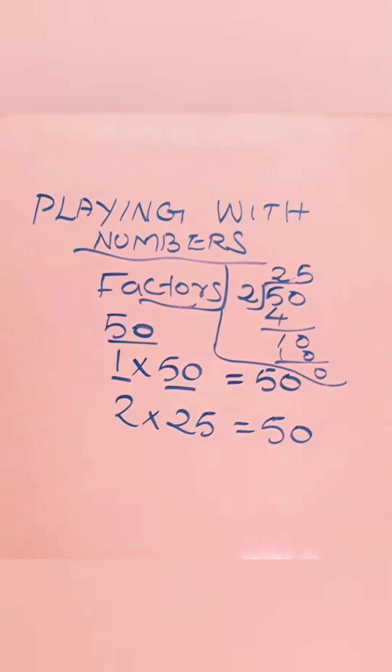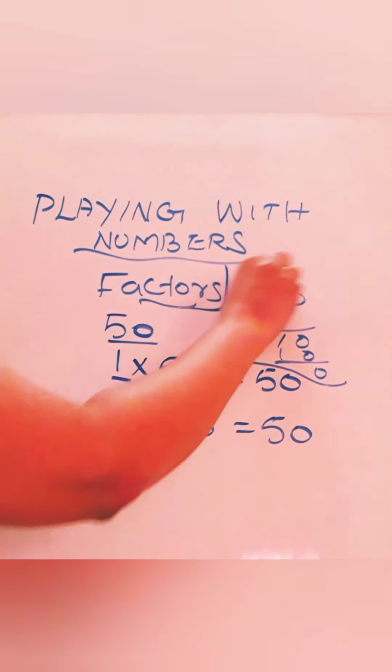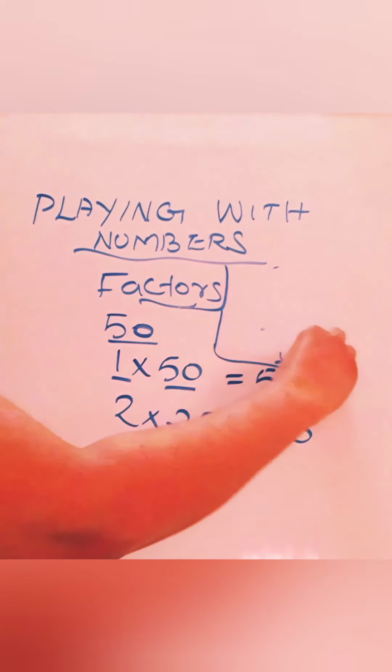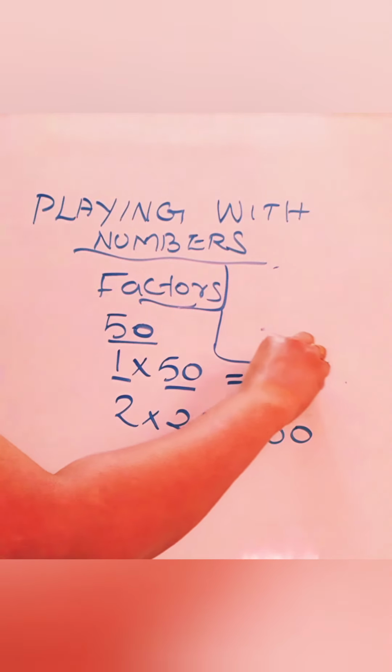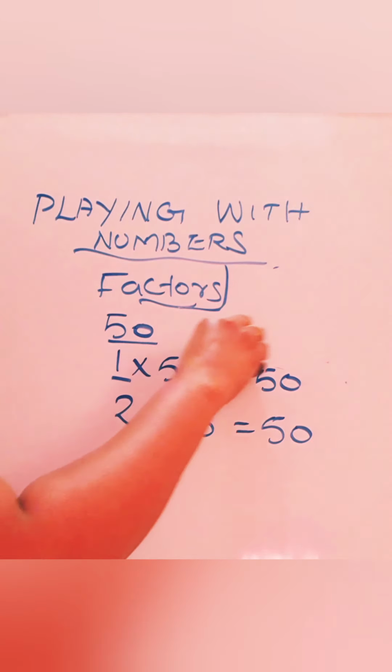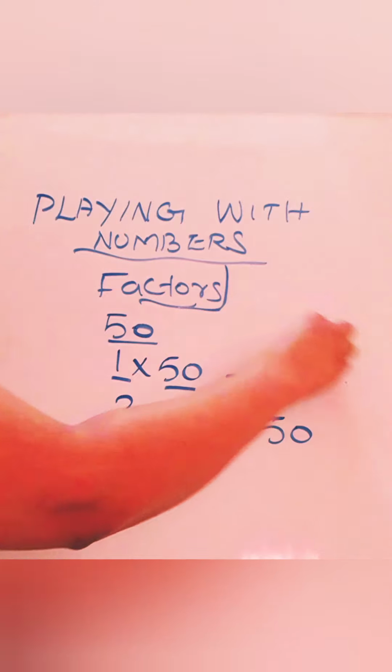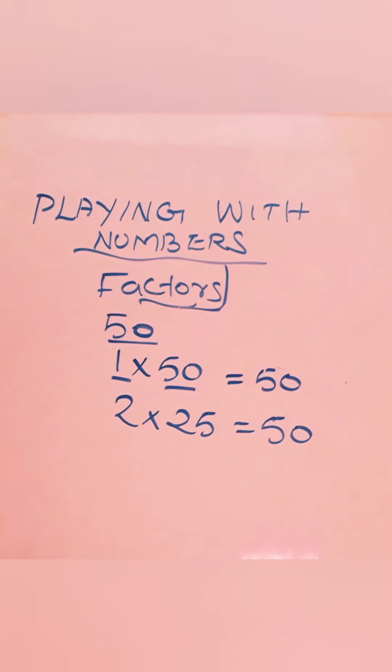2 into 25. All divisibility rules you have learned in class 5. As per the divisibility rule of 2, all the even numbers are divisible by 2. 50 is an even number, so it is divisible by 2. 2 into 25 is 50.